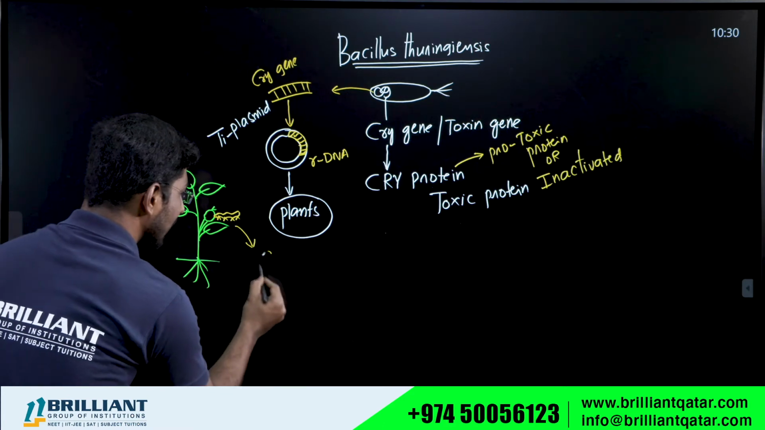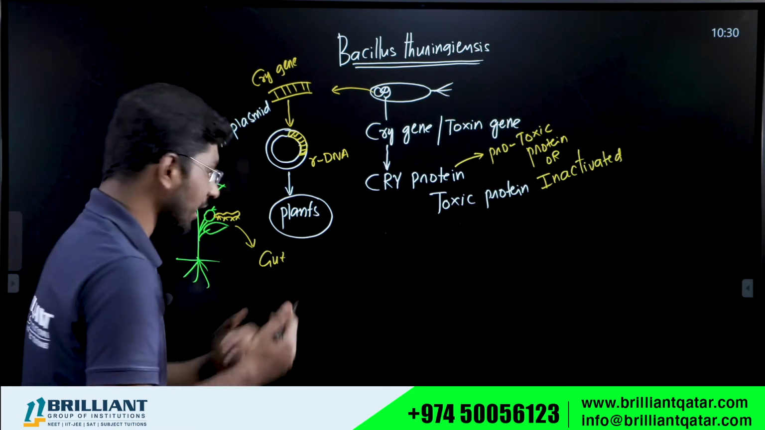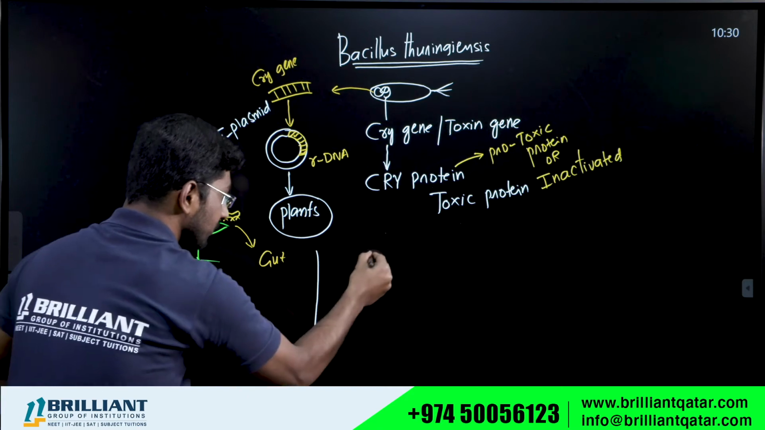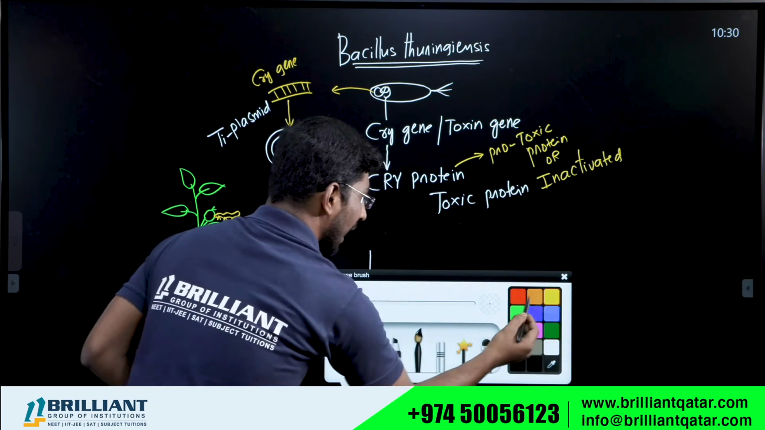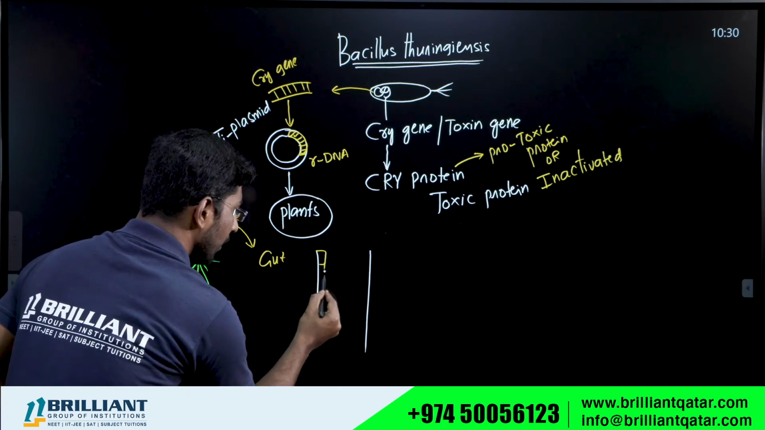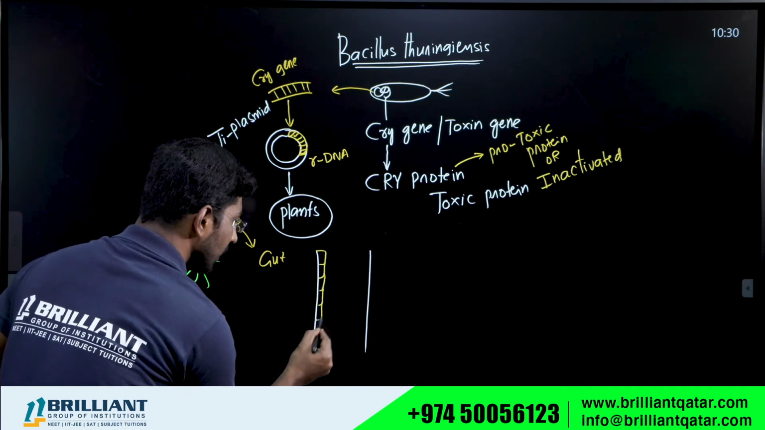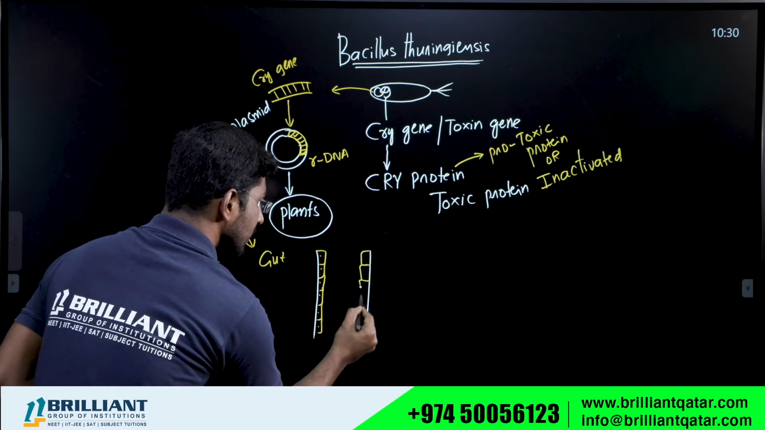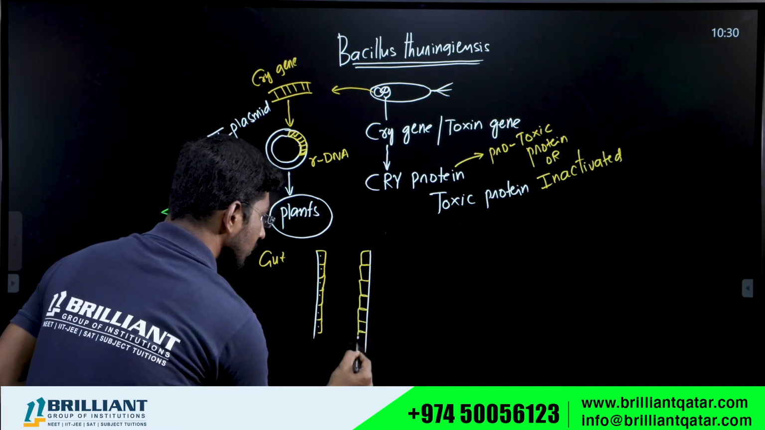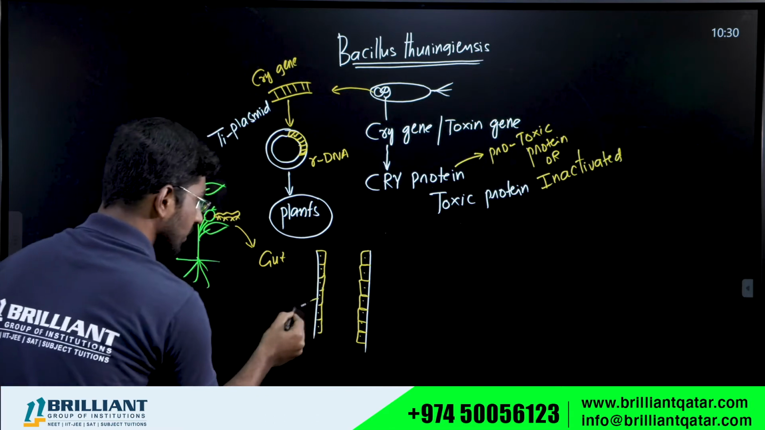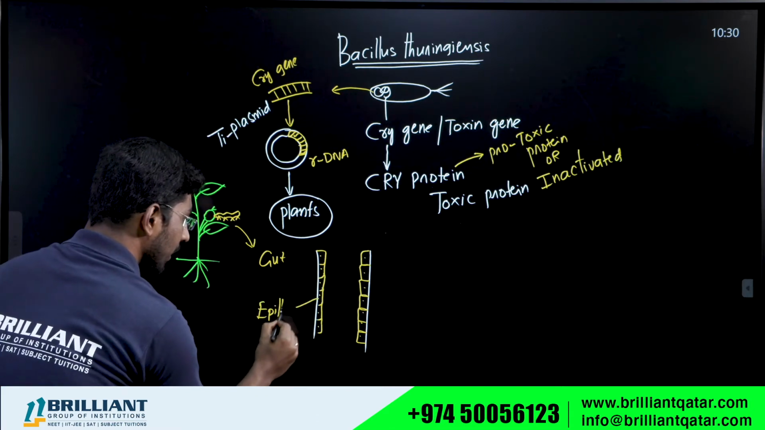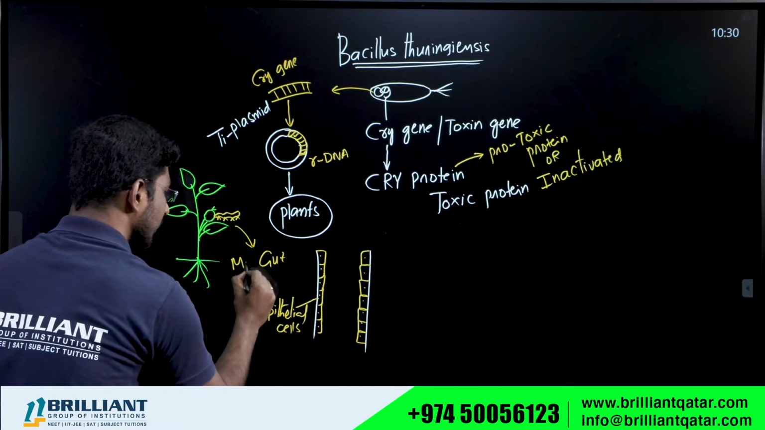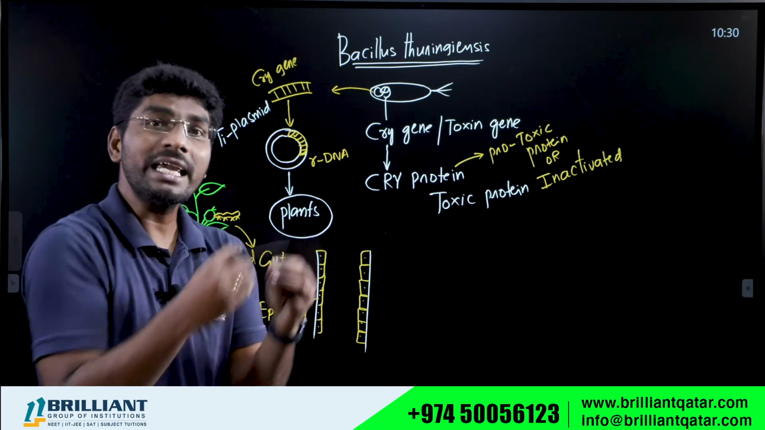So in the caterpillar gut, I am taking. Gut means alimentary canal. If you take the gut of this insect, this is the midgut. Midgut has specific cells here. These cells are epithelial cells in the stomach, or in the midgut of the insect. What is this? Epithelial cells. So these are epithelial cells of what? Midgut. So what enters the midgut?